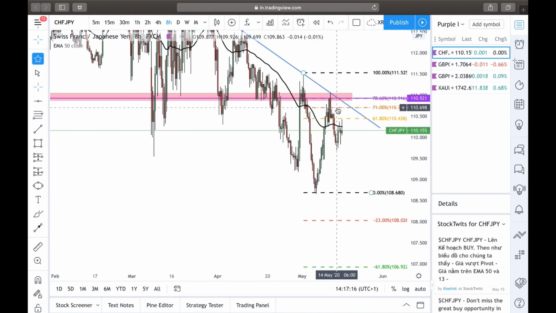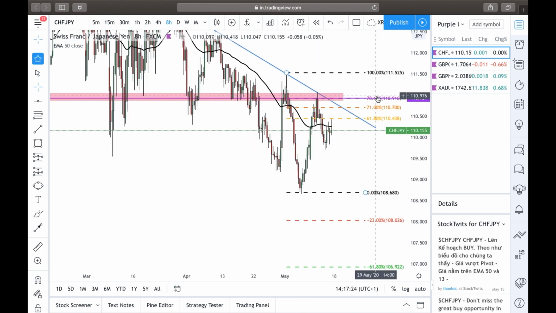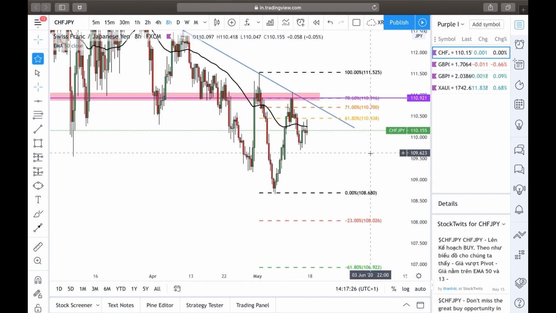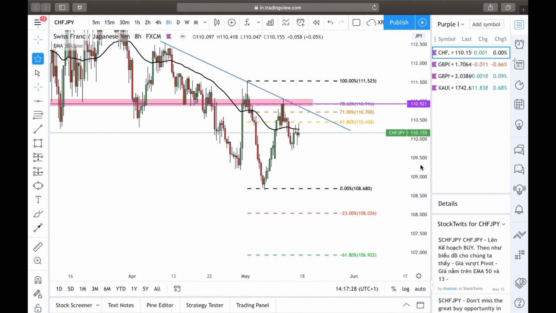Imagine resistance is like a ceiling, isn't it? So that was a floor as support, and now it's resistance like a ceiling. Just imagine it like that. That's literally how you can imagine it. I'm trying to use analogies to make it easier for you.